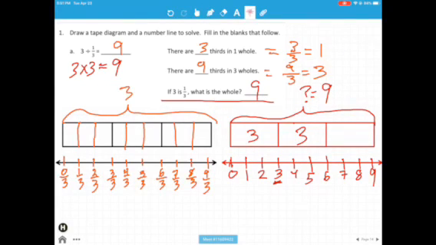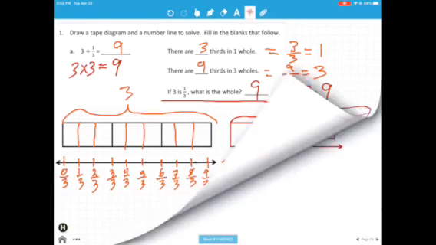Hopefully you see there's a correlation right here. Okay, there's a 3 right here and a 3 here. We're multiplying even though we're dividing. Okay, we have 1, 2, 3, 4, 5, 6, 7, 8, 9 thirds. Okay, all right. So this here we have 3, 6, 9. If 3 is 1/3, then the whole is 9. All right, so let's go ahead and jump to question B.